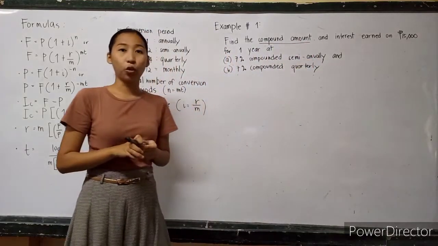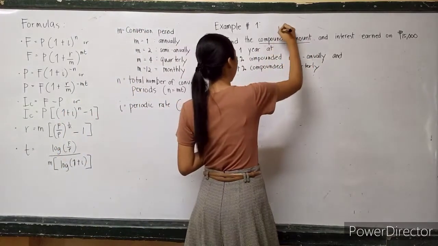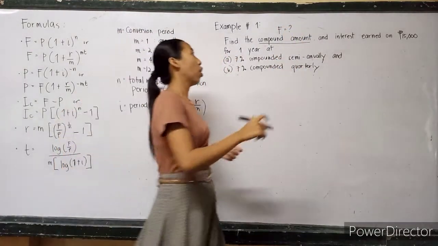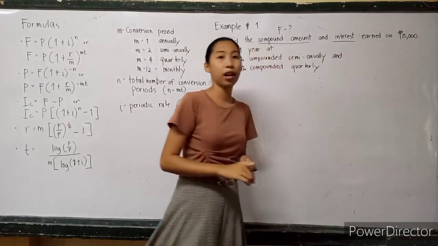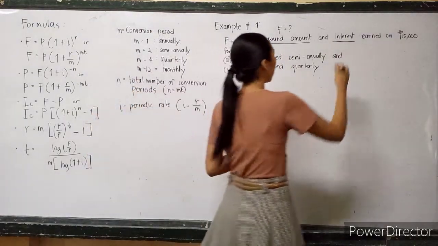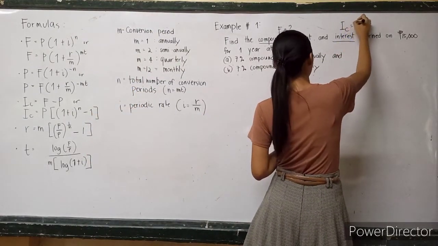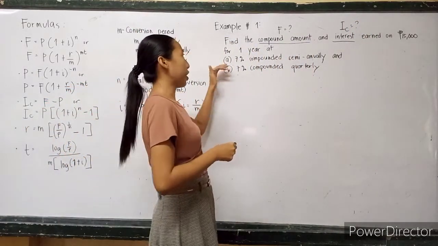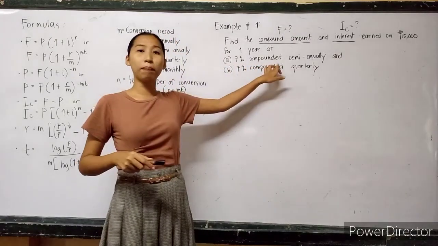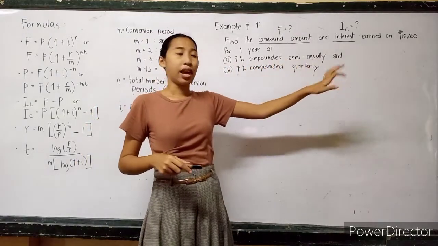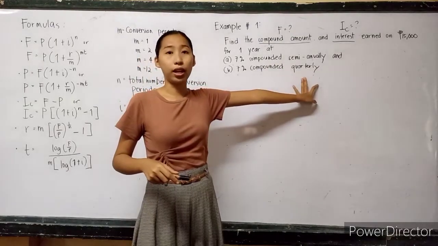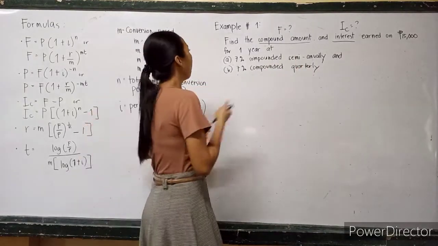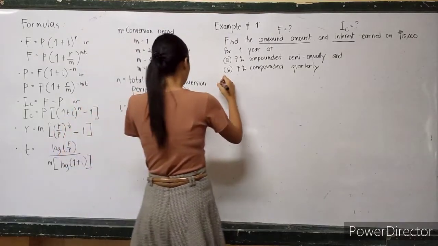That means, what we are asking for is CF. No? We will look for CF. Also, we are going to look for our interest. So, in this case, we are looking for IC. Okay? Then, we have 2 situations. Letter A, if we are going to compound semi-annually. And then, the other one is quarterly. So, the answers to these will be different.